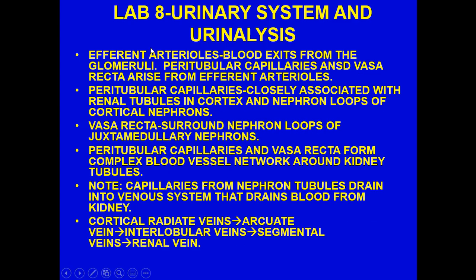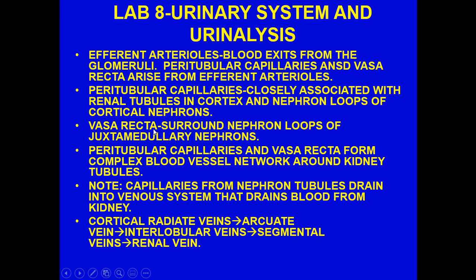From there, after you've left the glomeruli, you have efferent arterioles. The blood is exiting the glomeruli. It has lost some of its product. You have peritubular capillaries and the vasa recta, which arise from the efferent arterioles. The peritubular capillaries are closely associated with the renal tubules in the cortex and the nephron loops of the cortical nephrons. The vasa recta surround the nephron loops of the juxtamedullary nephrons. The peritubular capillaries and the vasa recta form this complex blood vessel network around the kidney tubules.